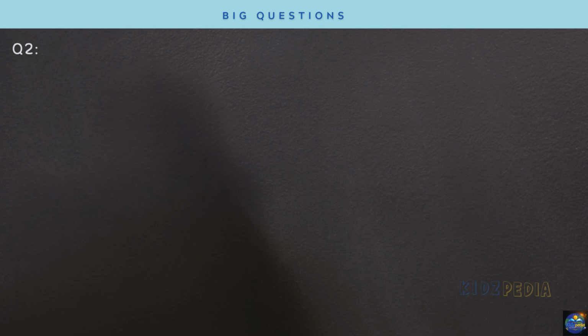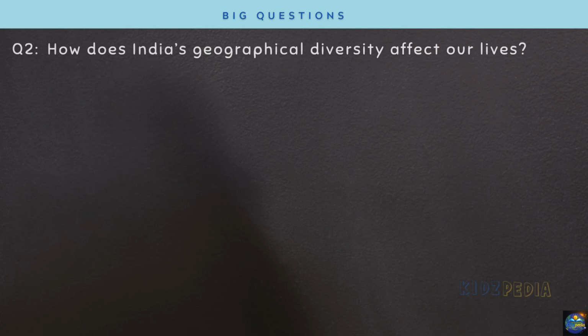Next question, how does India's geographical diversity affect our lives? Now, you need to think about how the different physical features of India like mountains, plains, etc. influence our daily life. You need to explain how geography affects things like food, clothing, occupation, lifestyle and culture. So, write how different landforms and climates change the way people live.